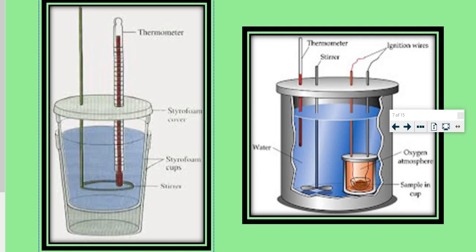and a cover, of course. We want to make sure that this heat that is lost or gained isn't lost to the environment, or released from this apparatus or absorbed by the apparatus. And we'll talk about the assumptions that need to be made in just a moment, but this is what your coffee cup calorimeter looks like.